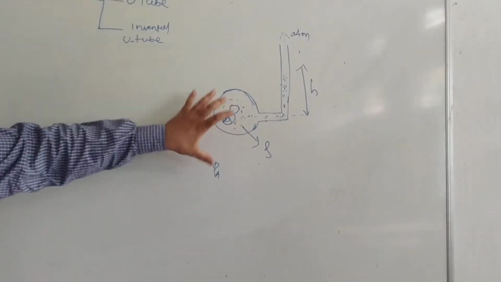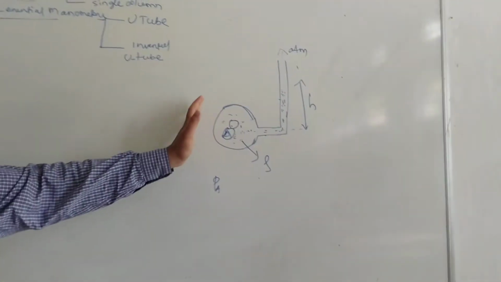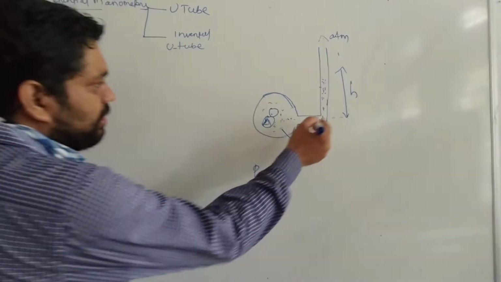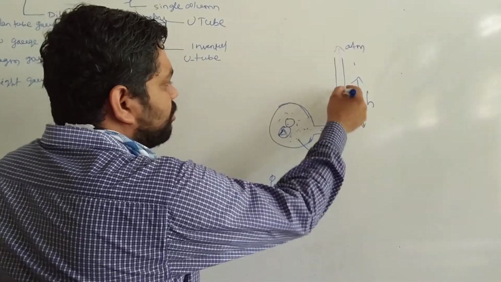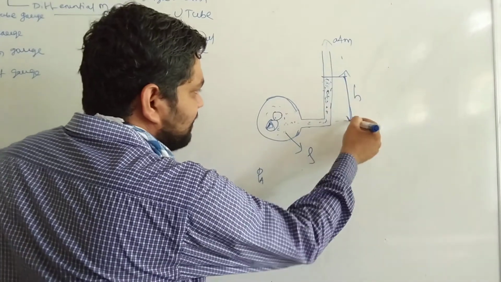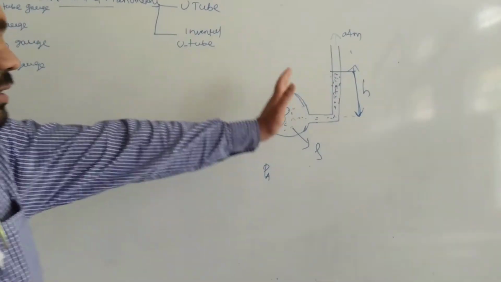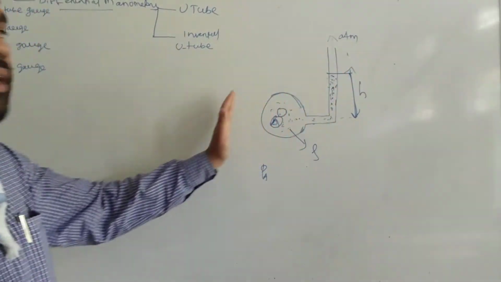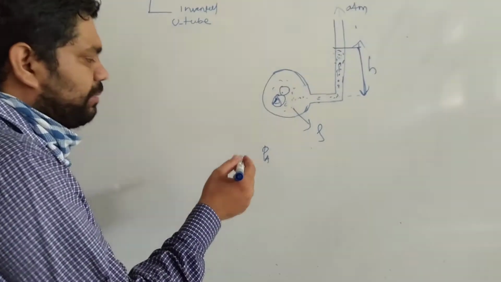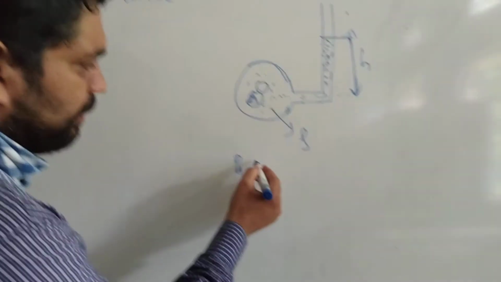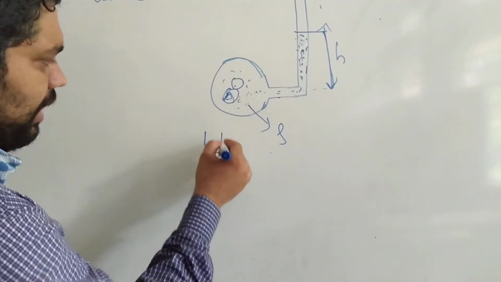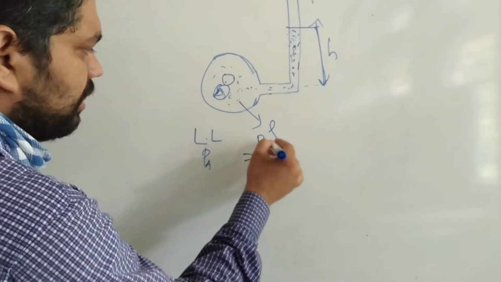There is a right limb and a left limb, and you can divide it this way to measure the pressure. The liquid rises to some height, which is H. This is the height H where the liquid is present. This is the right limb side and this is the left limb side. According to Pascal's law, the pressure at points at the same level is equal. So you can write that the pressure for the left limb is equal to the pressure for the right limb.